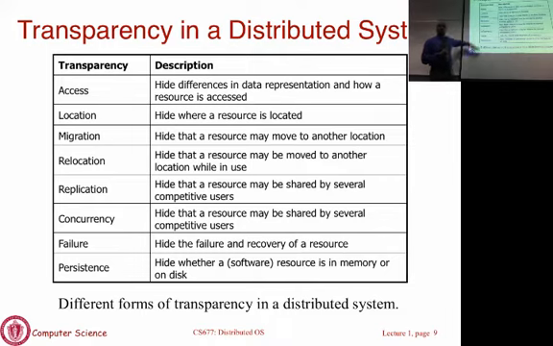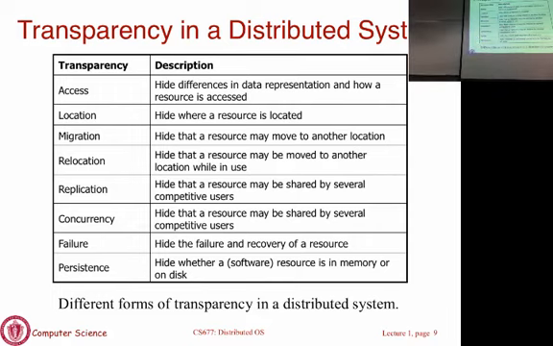We'll actually encounter them as we go along in this course. But just to give you an example of how you can design the same system in 2 different ways, let's take replication transparency. So replication transparency basically says that you may hide the fact that a particular resource or an application is replicated on multiple servers.